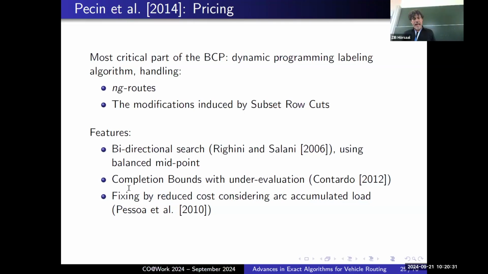So this idea. You have completion bounds. You have a state in your dynamic programming, a label, as we call it. If you can determine that this state cannot be extended to a column with negative reduced cost, you can already prune it. We can do fixing by reduced costs over the original variables by doing dynamic programming too. This is very important.